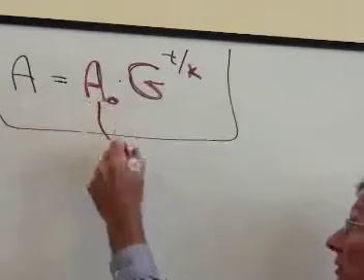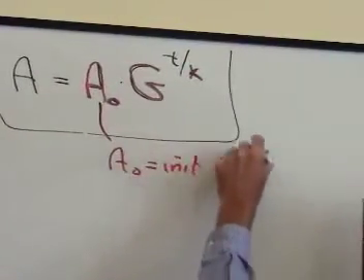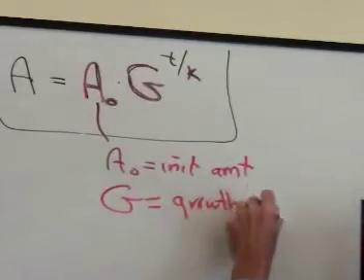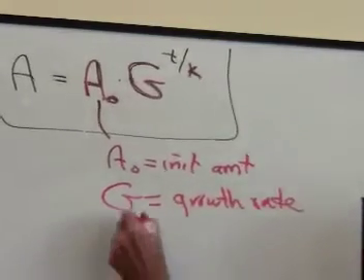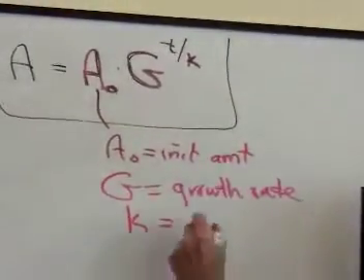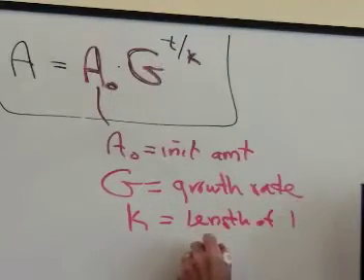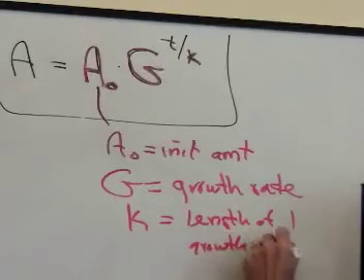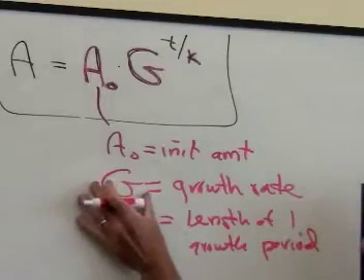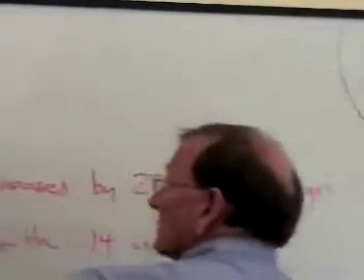So this particular number is the initial amount. G is your growth rate. I'll just explain that in a second. And K is probably one of the trickier things to keep track of, and that is the length of one growth period. How long it takes to do one of these growings. This is your initial amount.